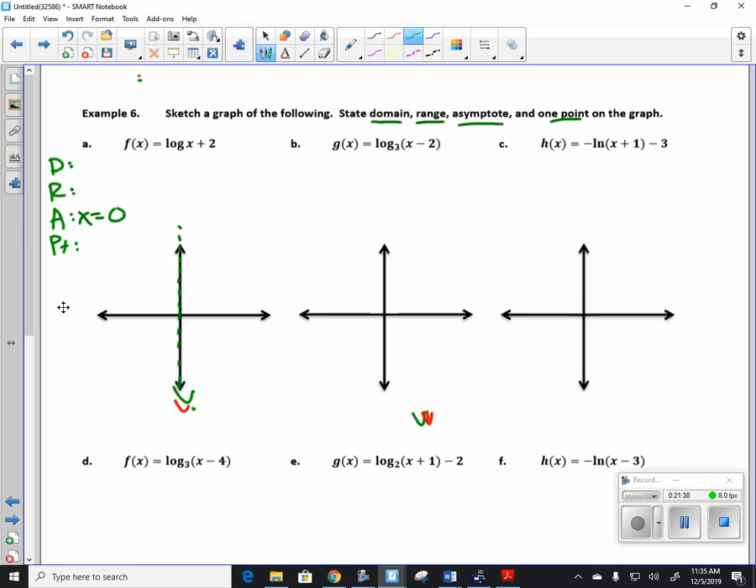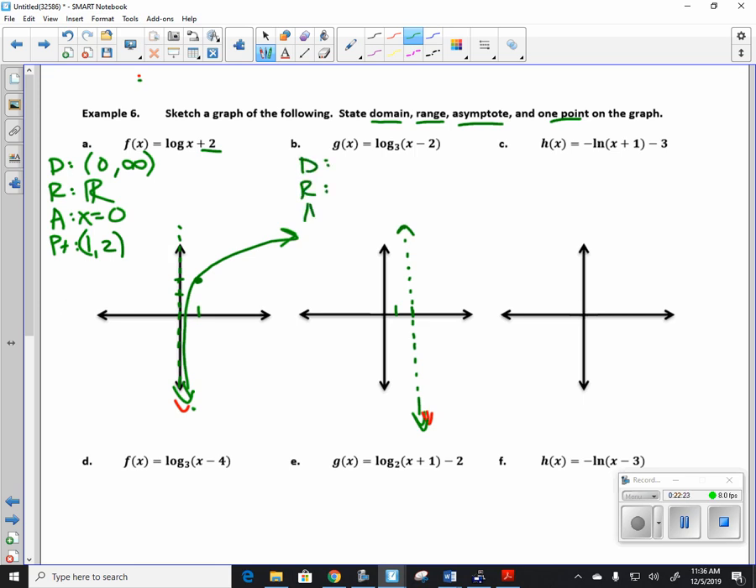All right, so if I do plus 2, it used to go through the point 1, 0. Now what point is it going to go through? 1, 2. What's the domain? 0 to infinity. What's the range? All reals. What's the transformation for the next one? Right 2. Does that change the location of the asymptote? Yes. So the asymptote is the equation x is equal to 2.